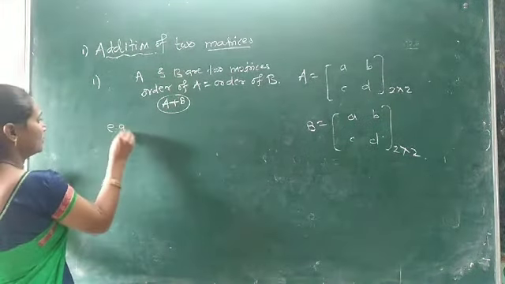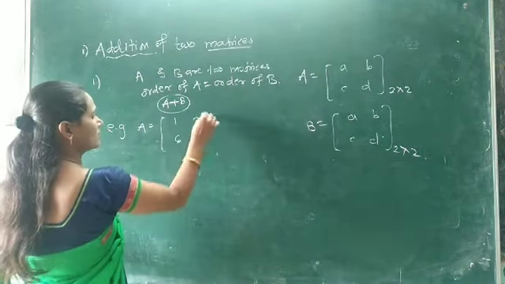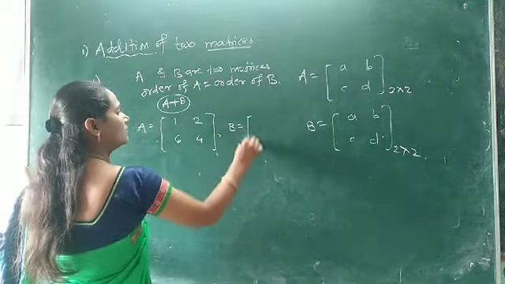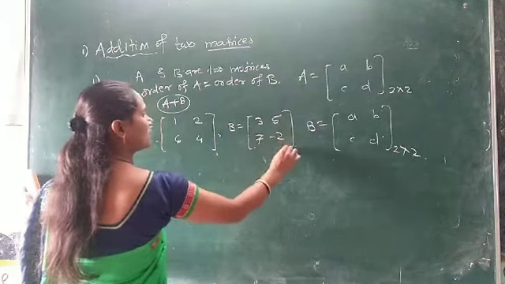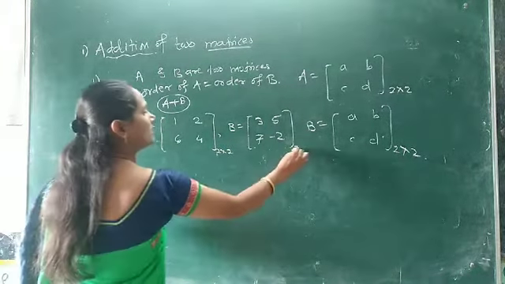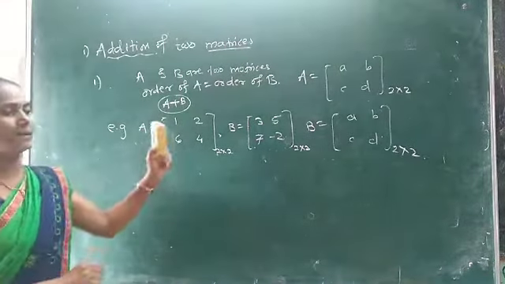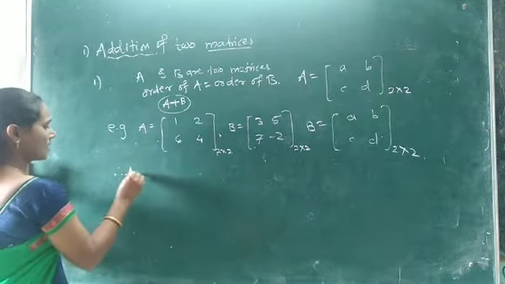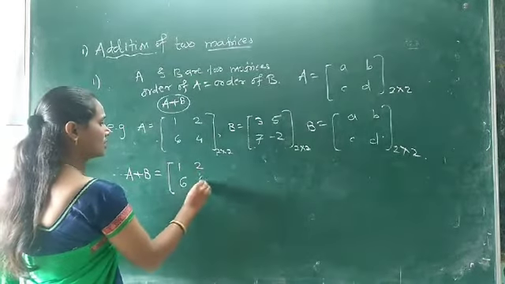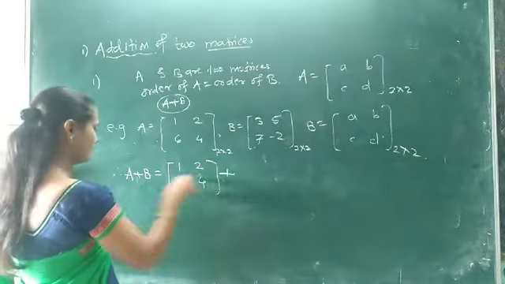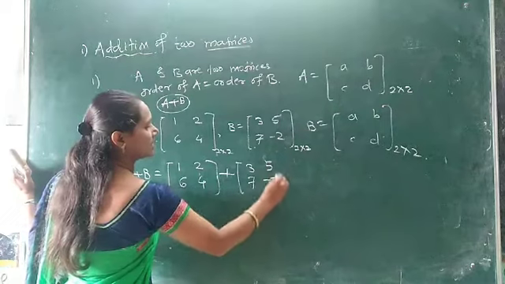Suppose, for example, A is equal to [1, 2; 6, 4] and B is equal to [3, 5; 7, minus 2]. Both matrices have order 2 by 2. Now we have to find A plus B. So I am writing A plus B is equal to: first write A, then the plus sign as it is, now writing B.